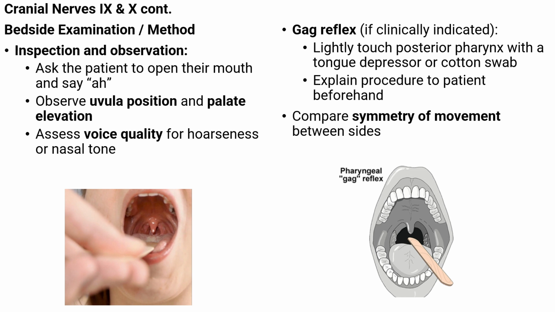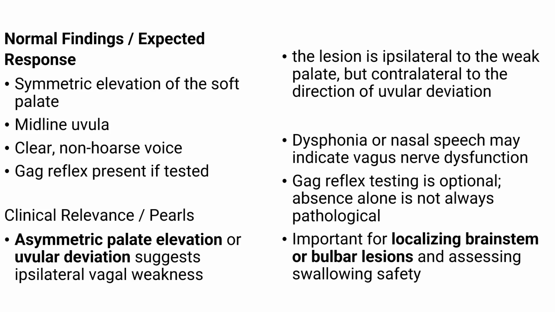Normal findings include symmetric elevation of the soft palate, a midline uvula, a clear, non-hoarse voice, and a present gag reflex if tested. Clinically, asymmetric palatal elevation or uvular deviation indicates ipsilateral vagal weakness. Voice changes such as dysphonia or nasal speech also point toward vagus nerve involvement. While absence of the gag reflex alone is not always pathological, these observations are important for localizing brainstem or bulbar lesions and for assessing swallowing safety.